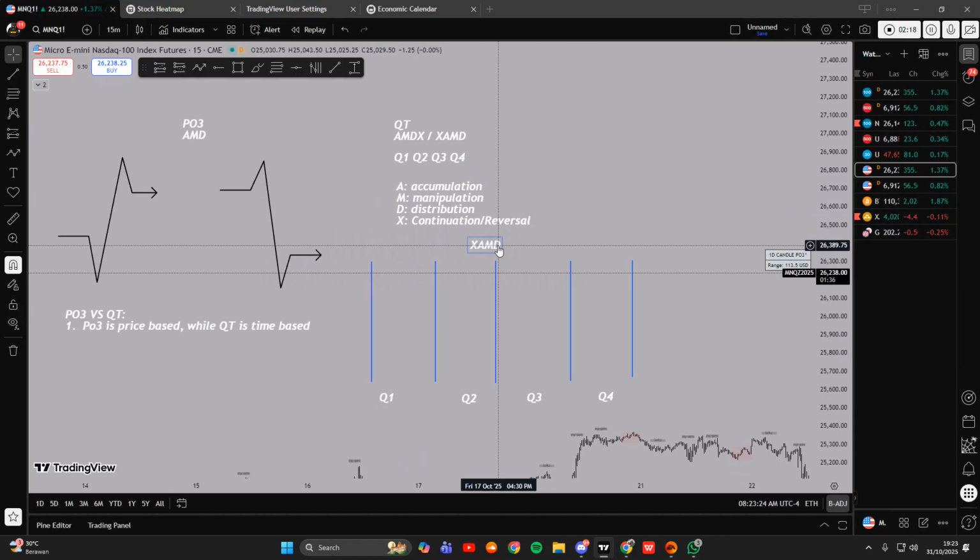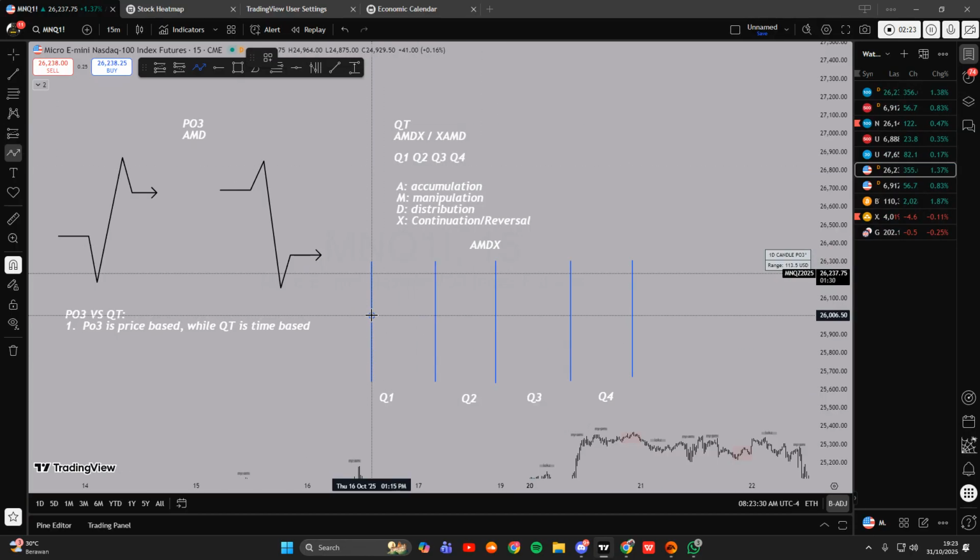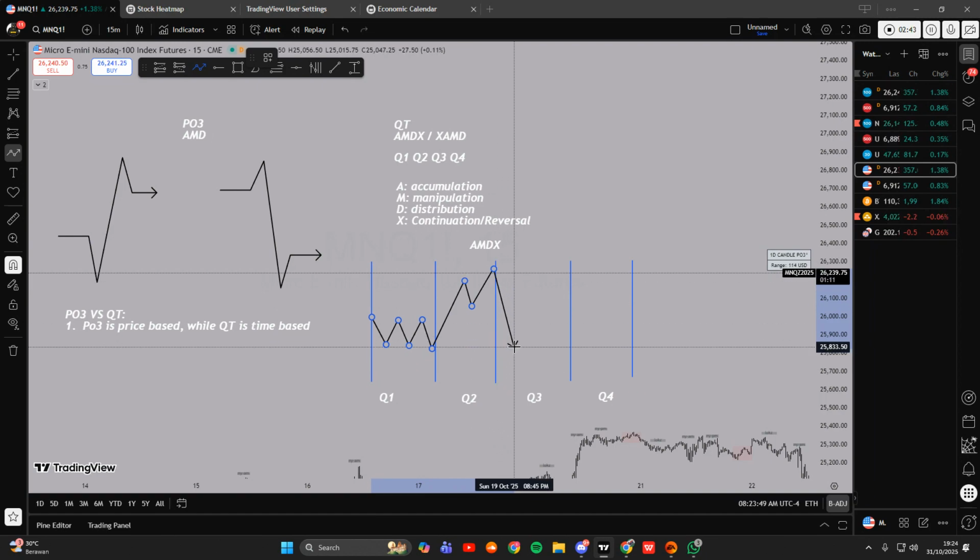So what I mean by AMDX, it either moves like this. Accumulate, and let's say we manipulate up. On the 3rd quarter we would be distributing, targeting these consolidation lows. So distribute, take out these consolidation lows.